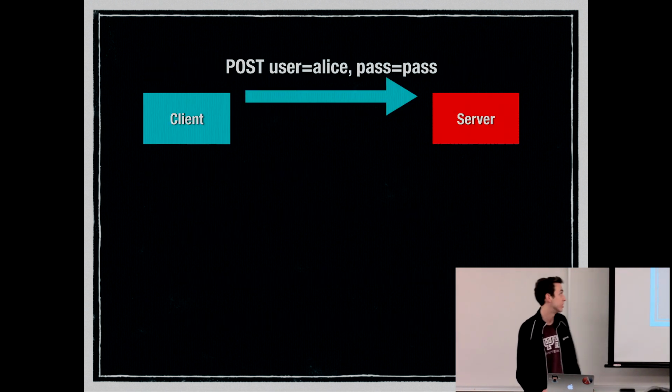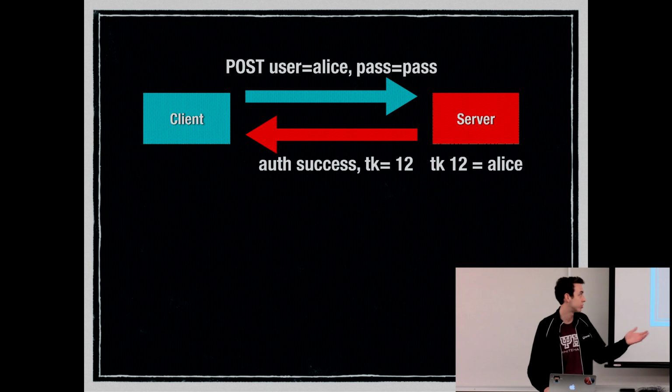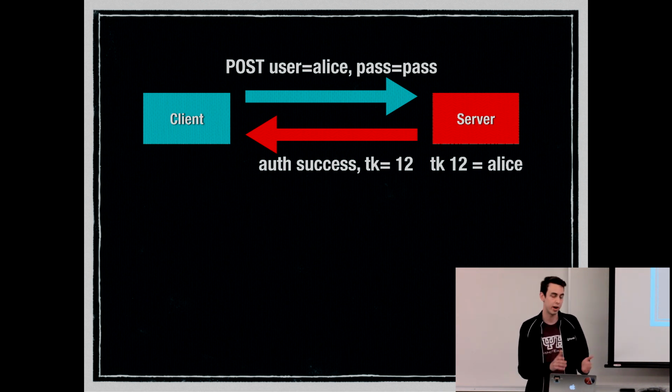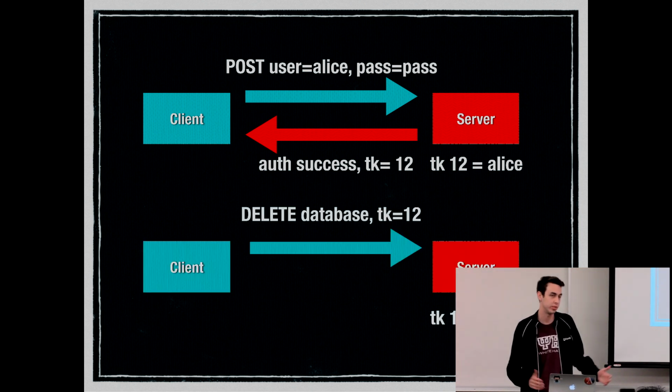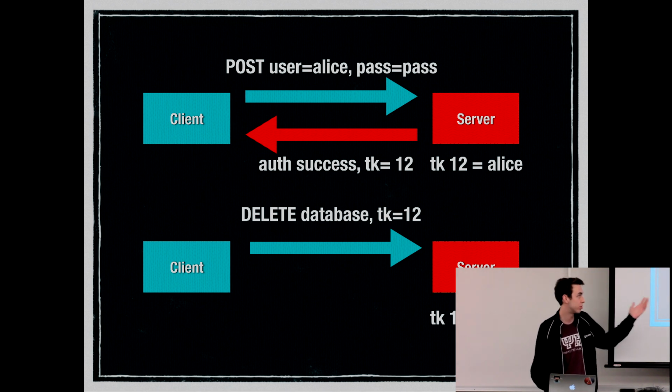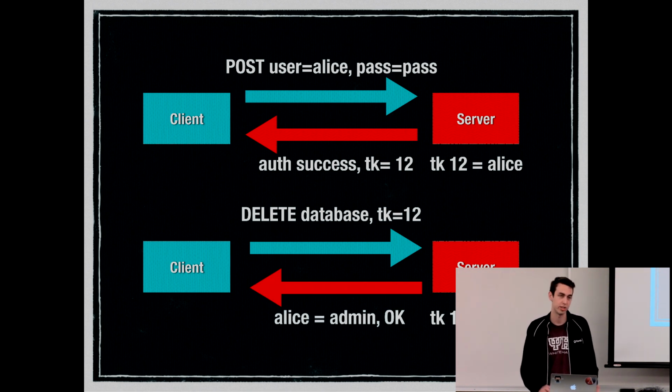So what that looks like is user Alice, with the password pass, not a good password, talks to the server. The server says, okay, token 12 is Alice's account, and then sends back, okay, client, you have token 12. This identifies you as Alice. Then Alice, because she's the admin, can say delete the database, but she doesn't have to represent her authentication credentials. She just has to present the token number 12, and then the server knows who she is and what rights she has.